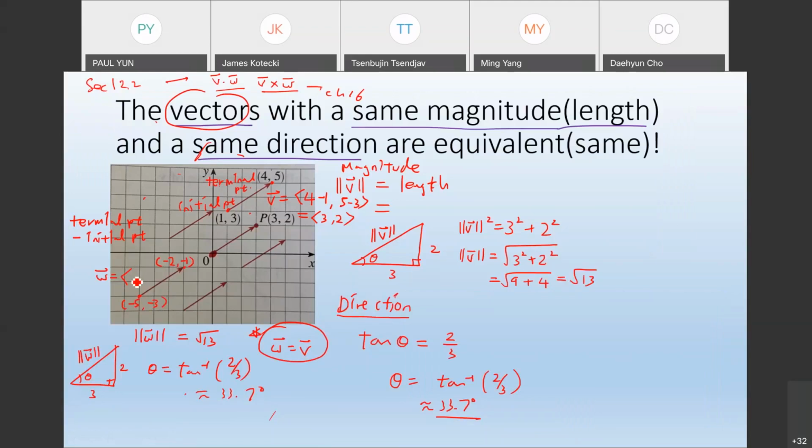Negative 2 minus negative 5, you know. Negative 1 minus negative 3. What do you get? You get 3, comma 2. What the heck? That's what they're saying. If you understand this, yes, please. It's always terminal minus initial. It shows again why they're the same. They're all the same guy.